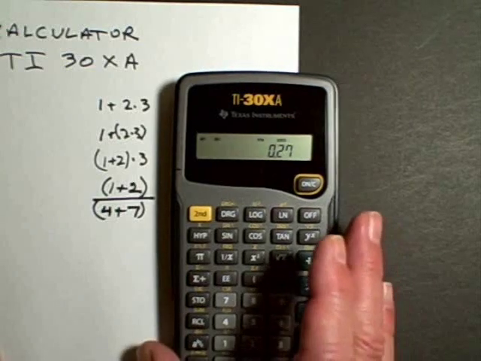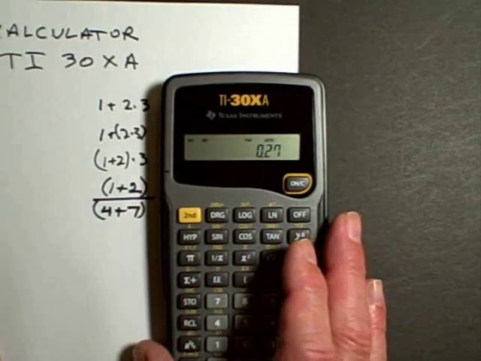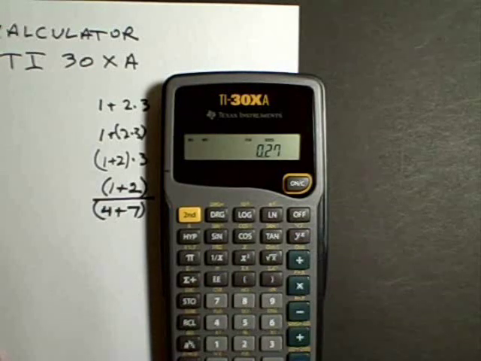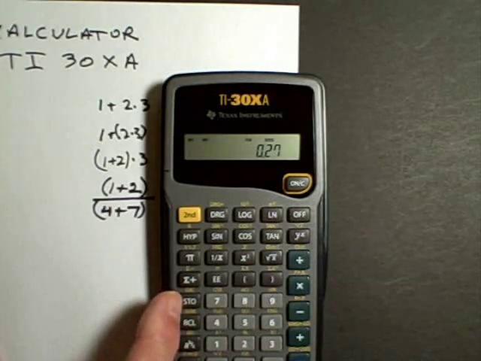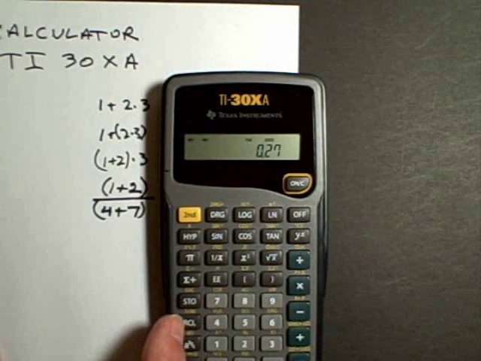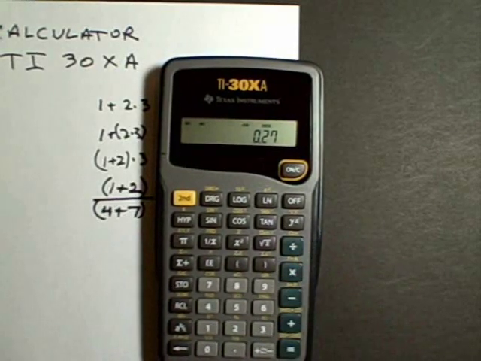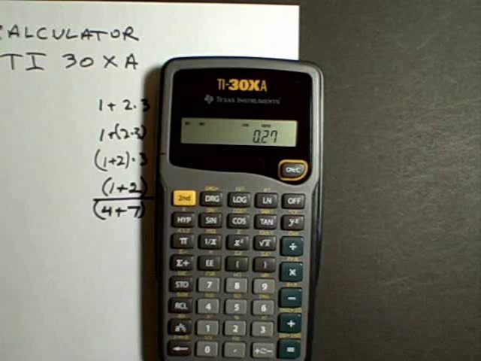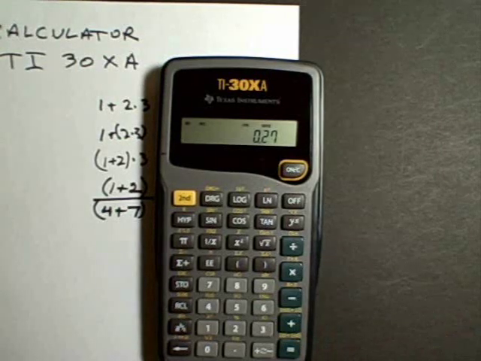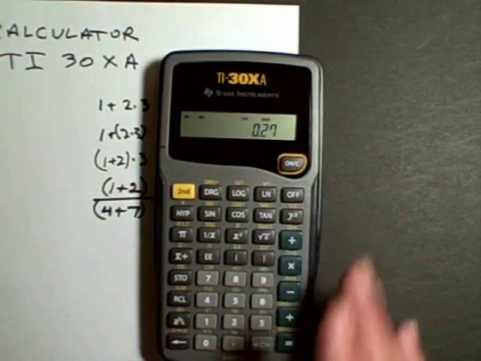Now, another thing I want to show you that can be handy sometimes is the memory registers. There are actually, STO means store in memory, and RCL means recall from memory. There are actually 3 memory registers with this particular calculator. Now, some calculators don't have any memory at all. Some have 1 register. Some have multiple registers. This has 3 registers. And here's how this works.